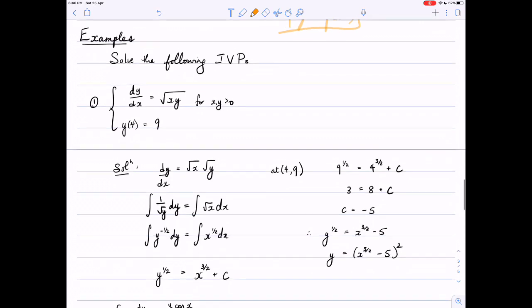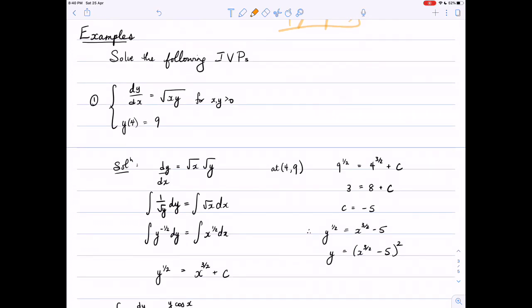Two examples. Number one, solve the following IVPs. The first one, we have dy/dx is, oh, look at that, x and y are mixed up together on one side, and we've been given the precision that both of those are positive. We are also given y of 4 equals 9, which is telling us that at x is equal to 4, y is equal to 9. In other words, the function graph goes through the point (4, 9).